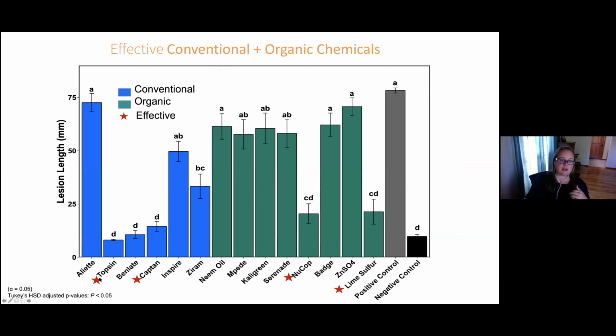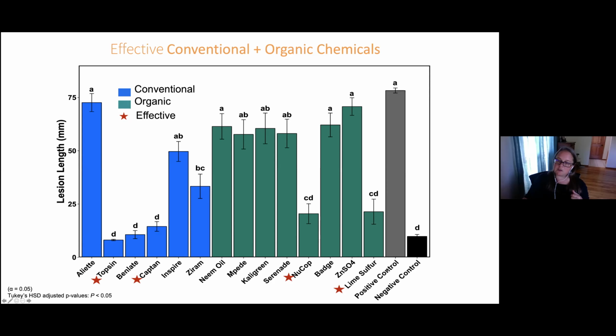What we basically found is that it's really interesting, the distribution of chemicals, or the list of chemicals, really narrowed down. So Allietté, even though it worked on the plate, wasn't effective on the branch. We had Topsin and Captan, which were effective. And then here we basically had New Cop and Lime Sulfur, which we used because they were effective.